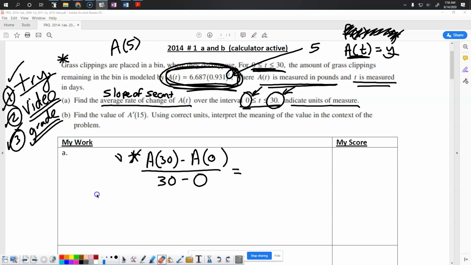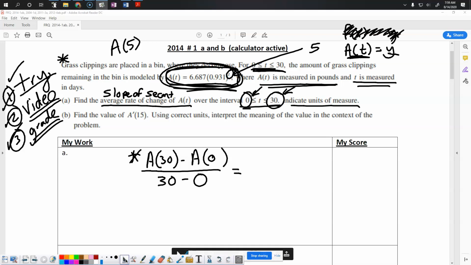I already know how they grade. I'm still gonna look up how they grade to show you guys, but I guarantee you they would want to see this little formula right here. So that's showing them that you know how to calculate the average rate of change. But that's not going to be good enough. They want to actually get an answer from you.